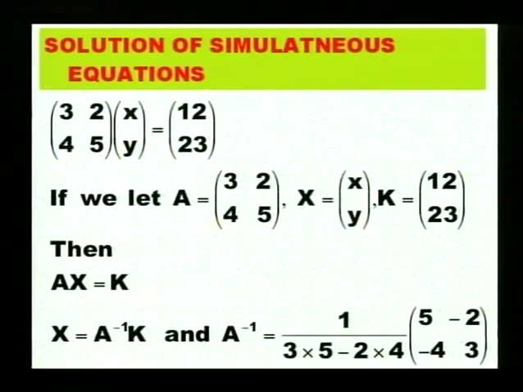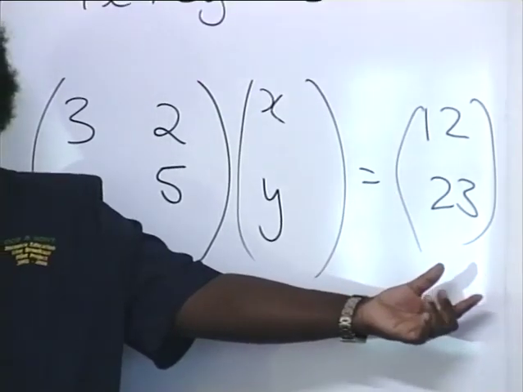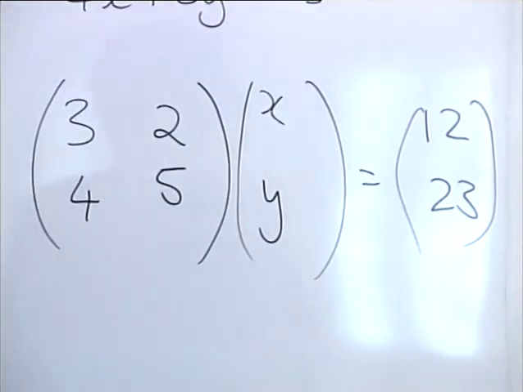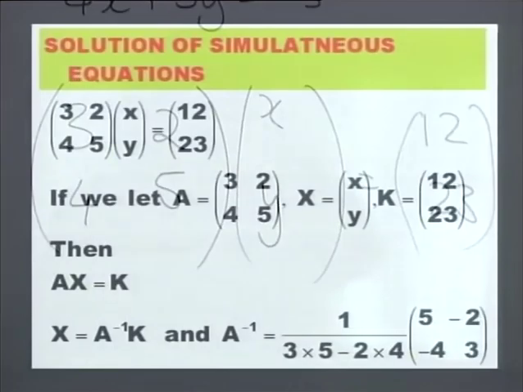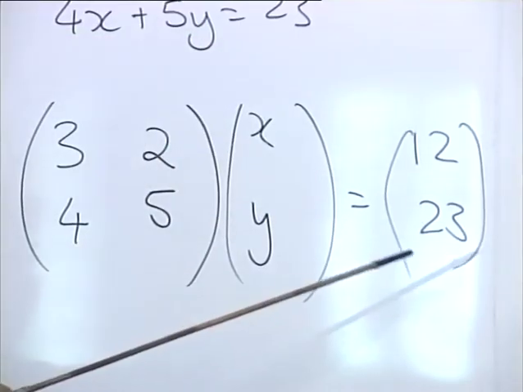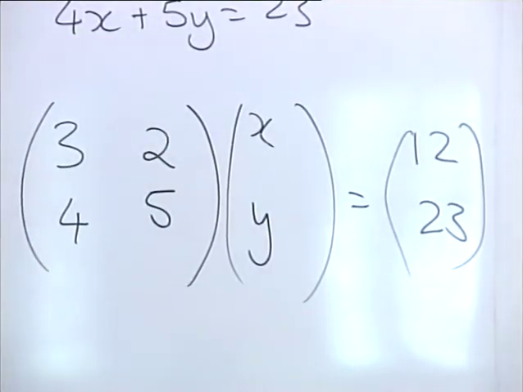There are 3 matrices here. There's 1, 2, and 3. Okay, and k is equal to 12, 23. And then we multiply. A times x is equal to k. Is that okay? Because this is A, we make this one A, this one x, and this is k. So they're supposed to be equal if you multiply. So A times x is equal to k.